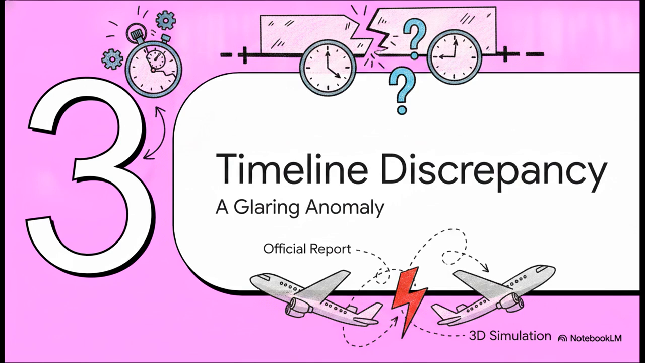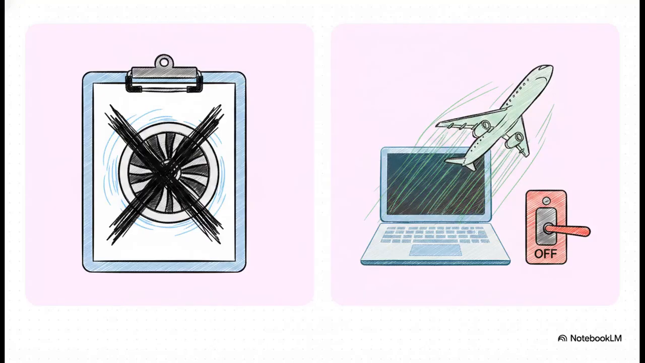Getting to the real core of the mystery here, a glaring anomaly was discovered when they compared the official preliminary report's timeline to that stabilized 3D simulation data. Okay, so check this out. The official report states the plane hit its maximum speed of 180 knots, and then, immediately after, the fuel cutoff switches were moved, shutting down the engines. But the frame-by-frame simulation? It shows something entirely different. It shows the aircraft continuing to accelerate for 5 full seconds after the engines were supposedly shut off, reaching 196 knots, all while still gaining altitude.